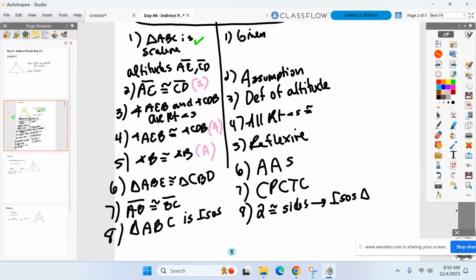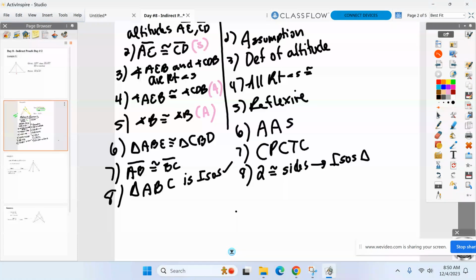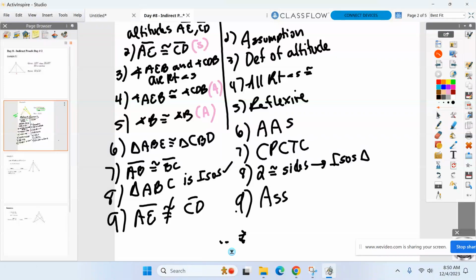You have the contradiction, you are done. Not literally done, but you are done. All you need to do is write the proof statement. Once the contradiction is written, you said it was scalene in the givens. Nope, it's isosceles. That's a problem. So that means our assumption is wrong. So that means AE is not equal to CD. That's the only conclusion we can make. Same reason every time: assumption led to contradiction.